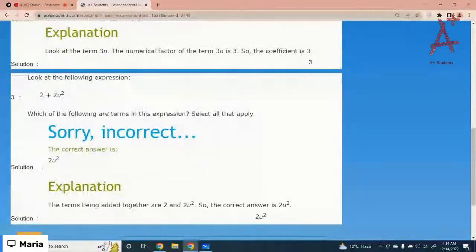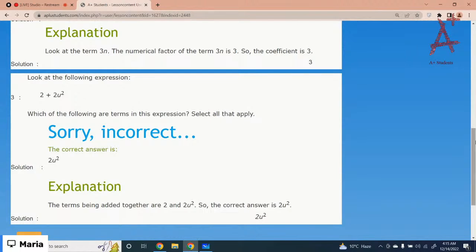Okay. Look at the following expression: 2 plus 2u square. Which of the following are terms in the expression? Together they make the expression, but the terms are the ones that have the variables. Just 2u square is a term with a variable. Got it?